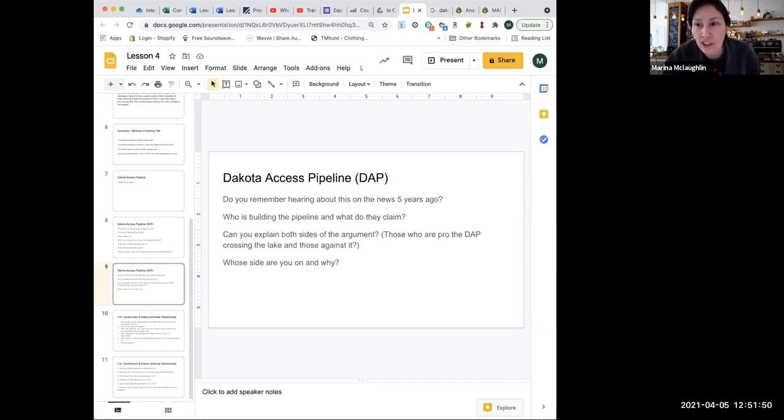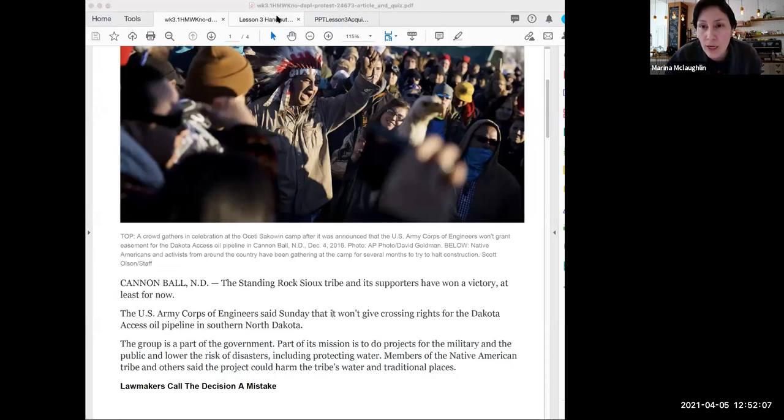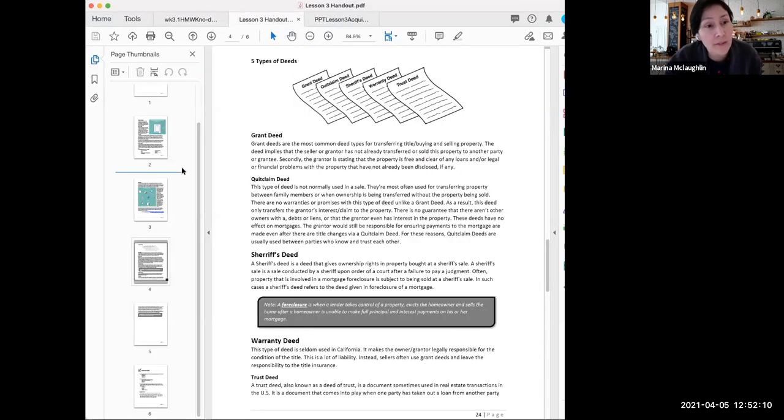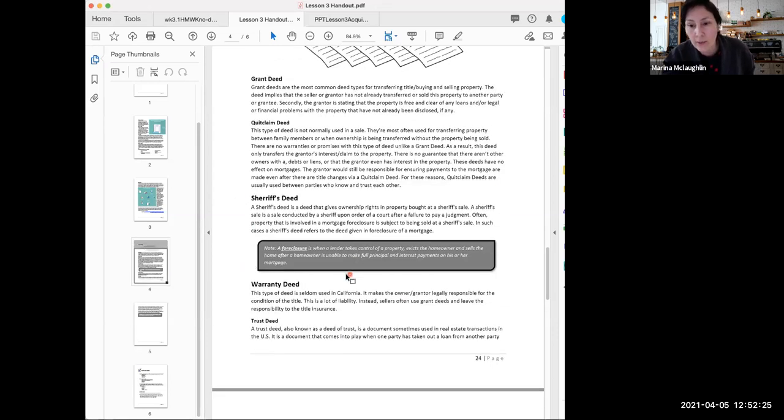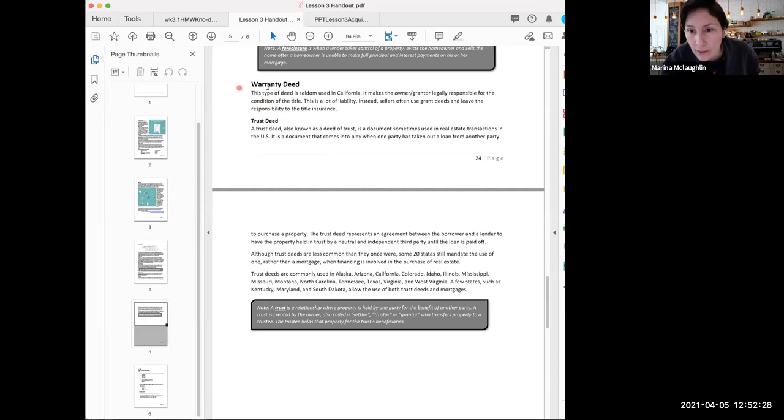So let me go ahead and share. I'm going to go back to our lesson 3 because we pretty much finished it, but we're having lots of questions, so we have a couple more to cover. Let me show you the last part of the handout. We were talking about the different types of deeds, if you remember. We got all the way down to sheriff's deed, and we just had one, or I guess two, more to cover. So we have warranty deed and trust deed.